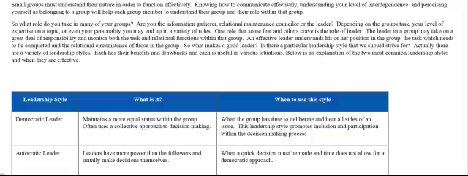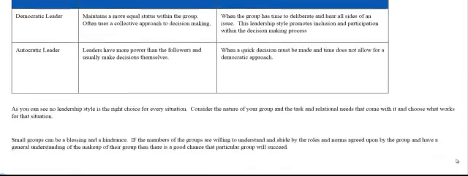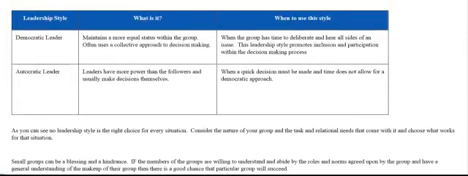So what makes a good leader? Is there really a particular leadership style that we should all strive for? Actually, there are a variety of leadership styles, and each has its benefits and drawbacks, and each is useful in a variety of situations. So below is an explanation of the two most common leadership styles that I thought I'd throw out there real quick before we end today, and see what you think, if maybe you've either been this person or you have found yourself in a group with a leader with one of these qualities. So the two most common are democratic and autocratic.